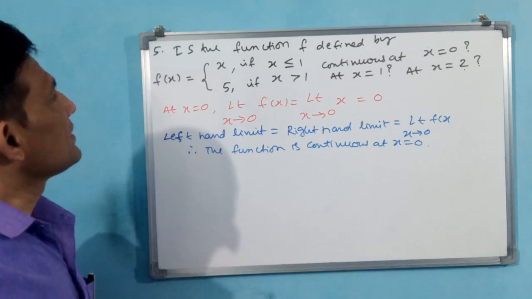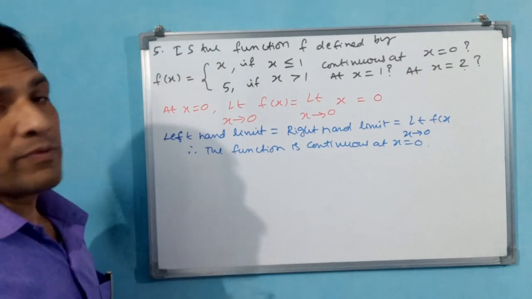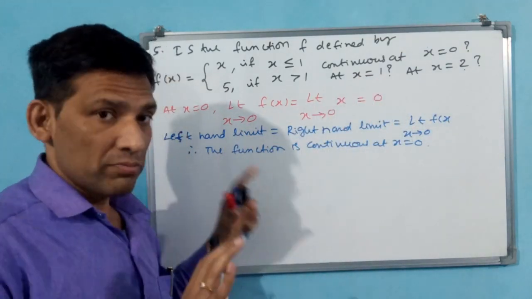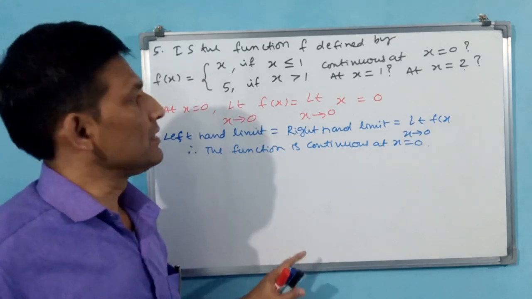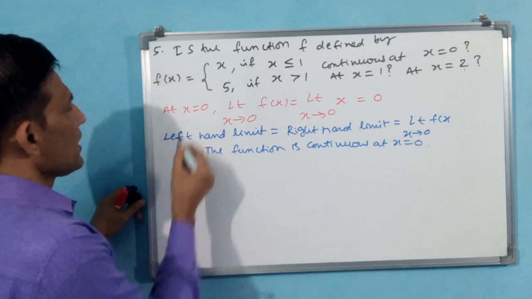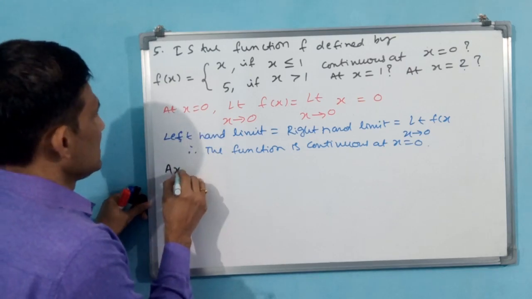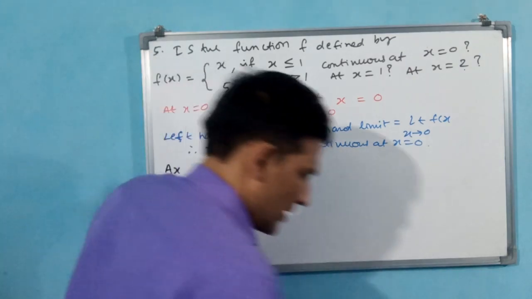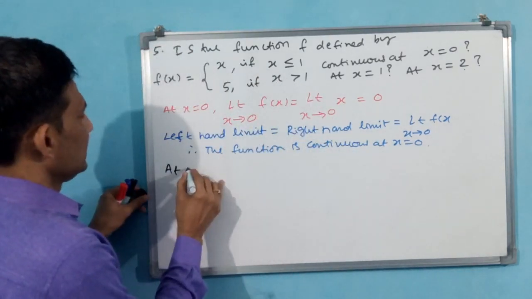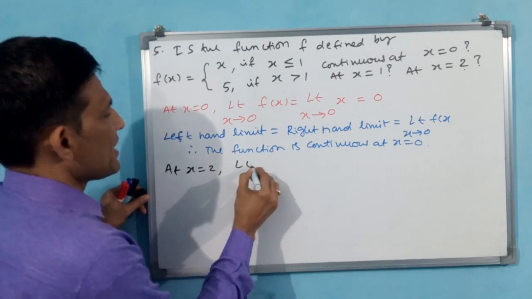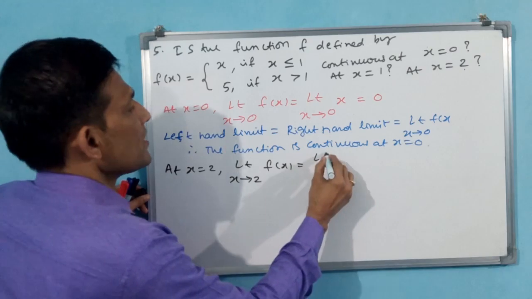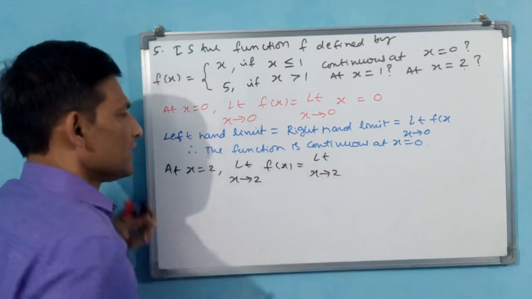Now you go for this one, at x is equal to 2. I am going for x is equal to 2, not going for 1. Why? Because 1 we will do clearly. 1 is going to change, it may change. At x is equal to 2 there also continuity will be there. Write down: at x is equal to 2, limit as x extends to 2 of f of x is equal to limit extends to 2.